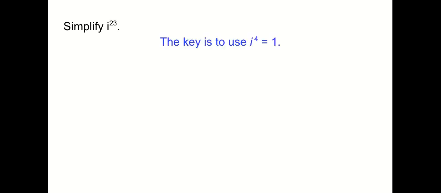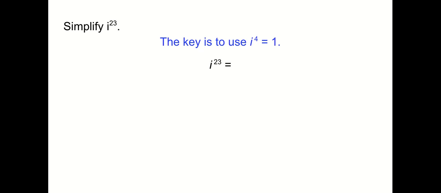The key to these is to recognize that i to the fourth is 1. So what we want to do is figure out how many i to the fourths are here. And when we do that, those will all just be 1. So we're really just going to figure out the leftovers. That's all we're going to do. Okay, so my job is to figure out how many i to the fourths there are.